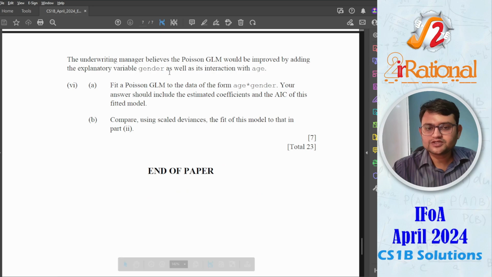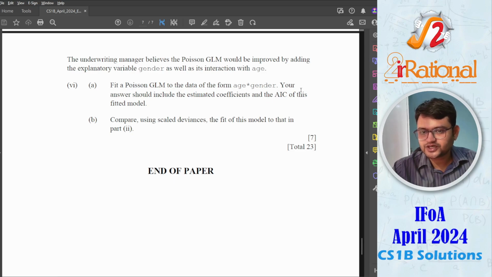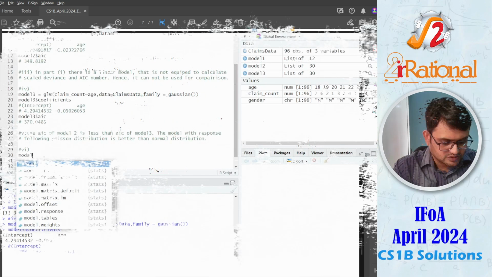The underwriting manager believes the Poisson GLM would be improved by adding the explanatory variable gender as well as the interaction with age. Sixth, fit a Poisson GLM to the data of the form age star gender. Your answer should include the estimated coefficients and the AIC of this fitted model.